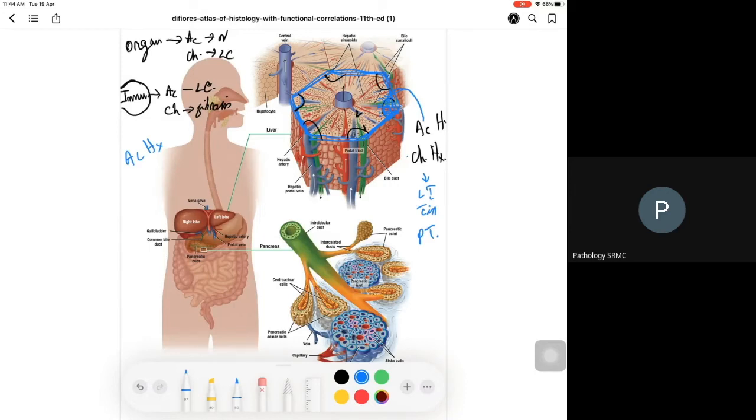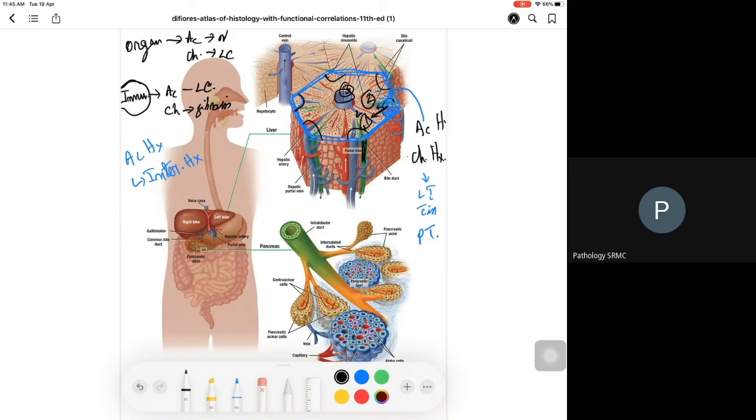It is interface hepatitis. What do you understand by interface hepatitis? So spillover of the inflammatory cells into the lobules, sir. Super. And another very important thing you have to remember, see this, the biliary duct.